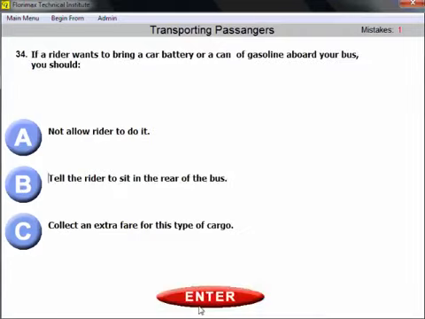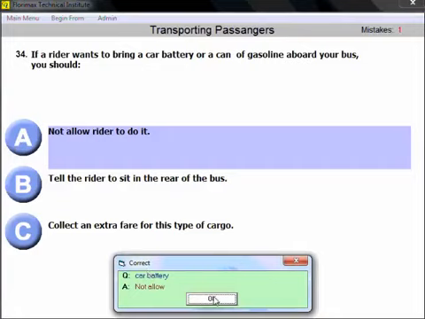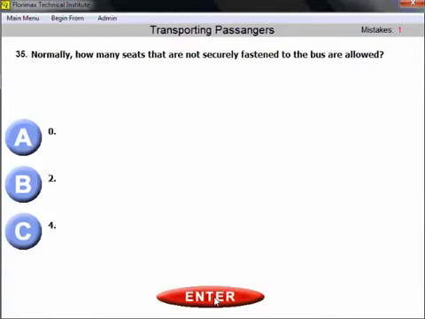Okay. Question number 34. If a rider wants to bring a car battery or a can of gasoline aboard your bus, you should? Well, the answer is really obvious. You should not allow the rider to do it. It's not allowed. It's an irritating material, a kind of material which is not allowed to be carried on a bus at all. You should not allow a rider to bring a car battery on the bus.